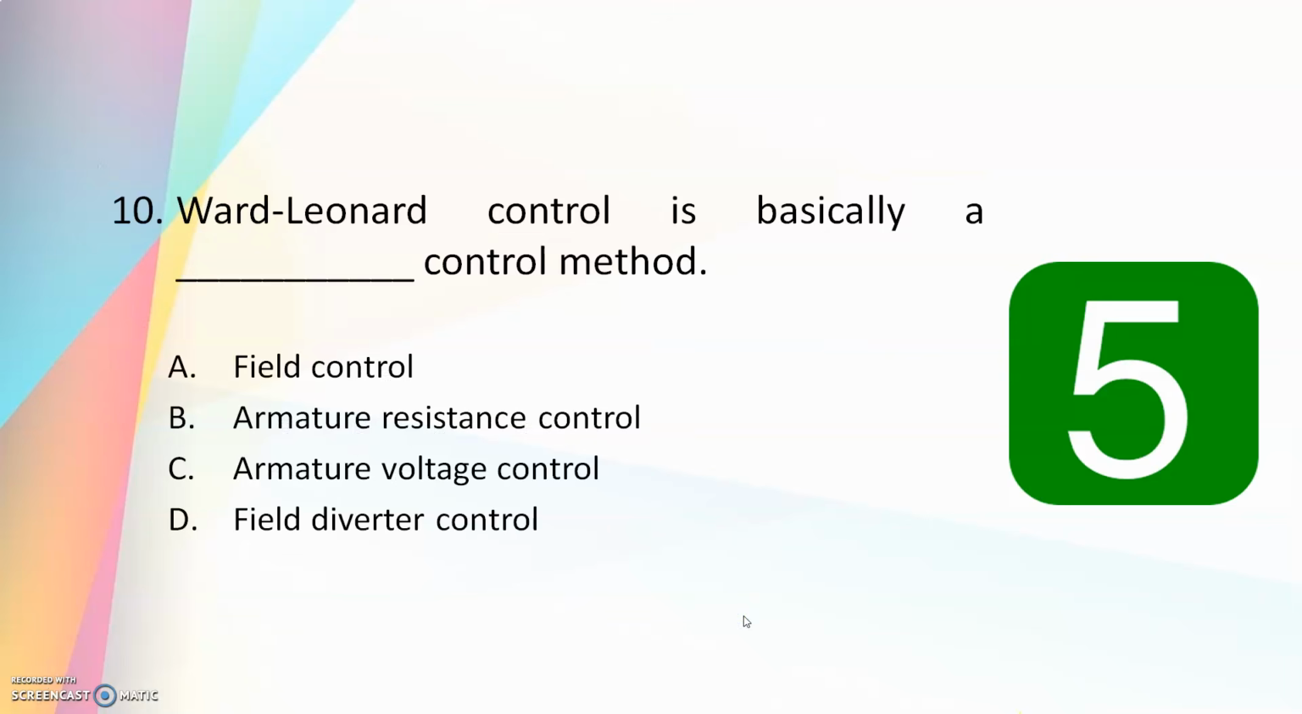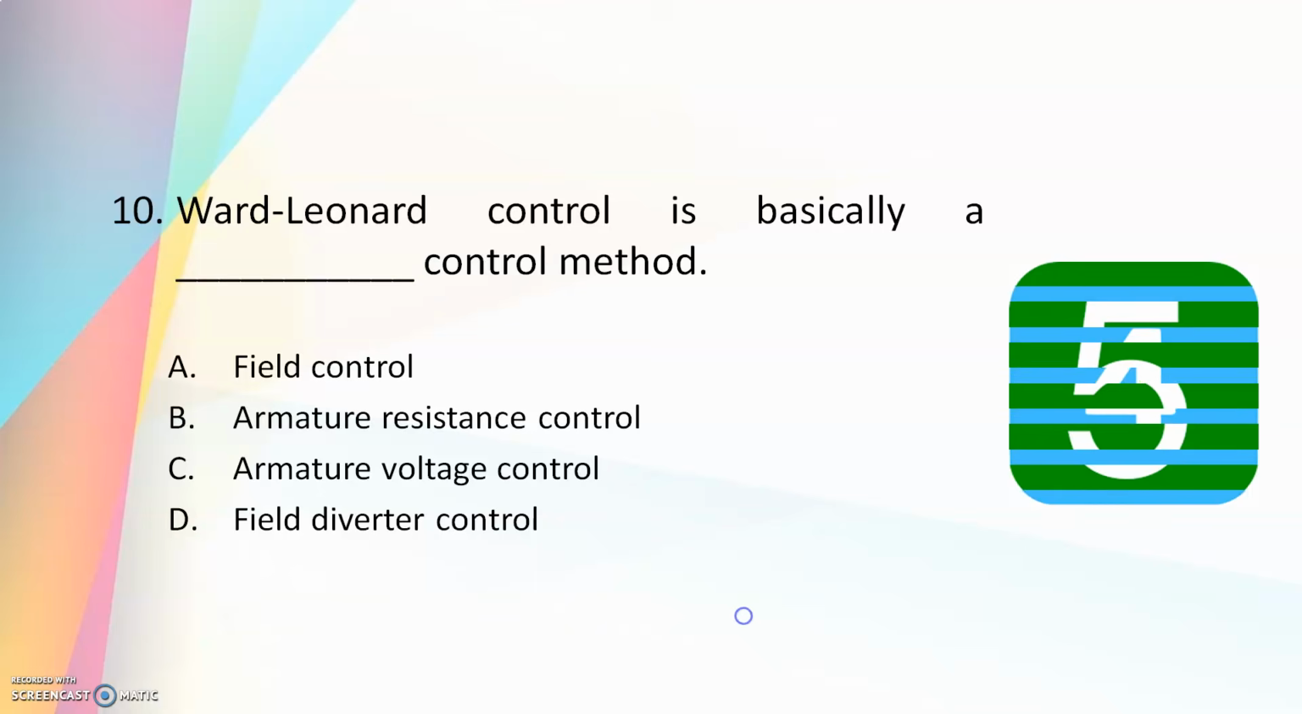So for maximum power, the condition is that. Ward-Leonard control is basically a dash control method: field control, armature resistance control, armature voltage control, field diverter control.